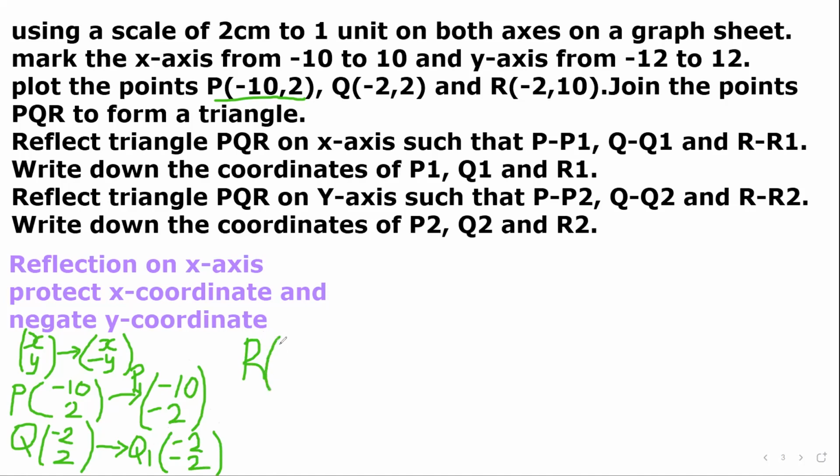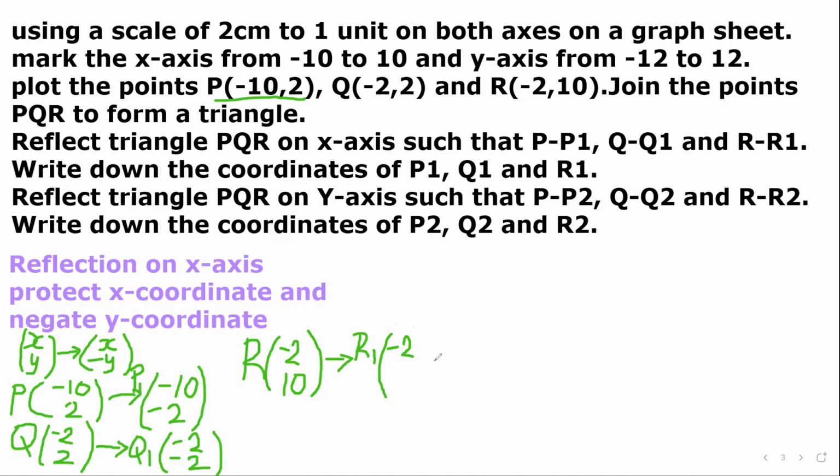Point R is also formed by negative 2 and positive 10. So when you have the negative 2 and positive 10 reflected on the x-axis, the new point name will be R1. Therefore, you protect the x because the reflection happened on the x-axis. So you protect the x coordinate without changing anything. It's already negative 2, so you write the same number as it is here.